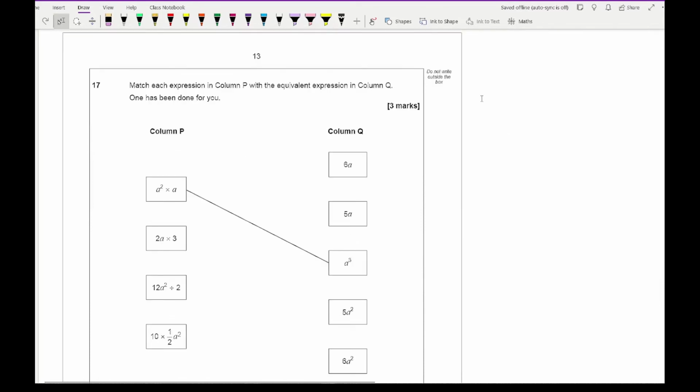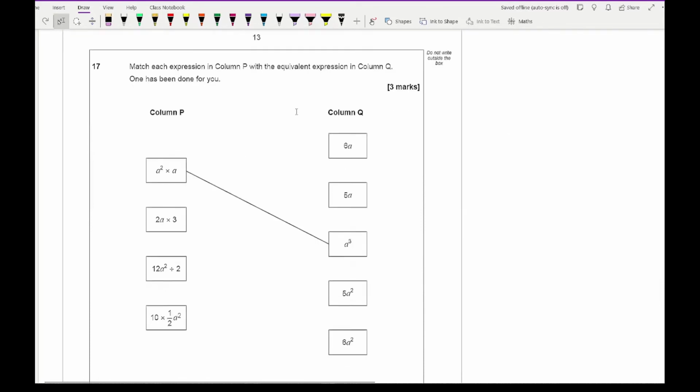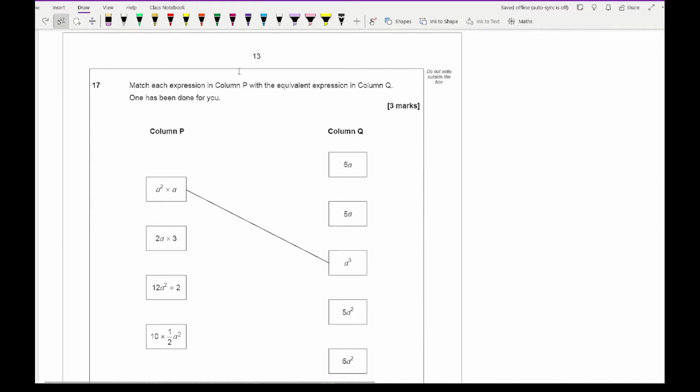So question 17 is match each expression in column P with the equivalent expression in column Q. One has been done for you. So again, all we need to do is remember to multiply numbers with numbers and letters with letters, and that should be fine. So 2a times 3, well 2 times 3 is 6, so we're looking for 6a, so that's going to be that one there. 12a squared divided by 2, well we can only divide the numbers, so 12 divided by 2 is 6, so that's going to be 6a squared, which is here. And 12 times a half is 6, so we're looking for 6a squared, so that's going to be that option there.